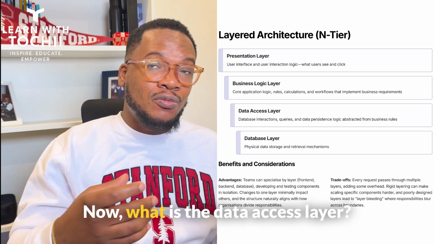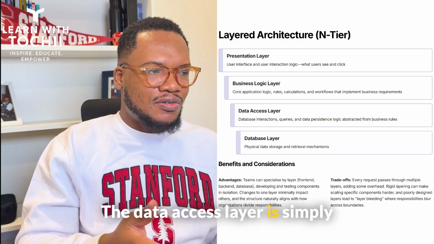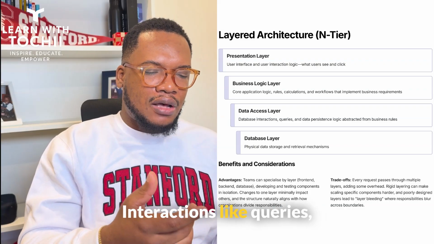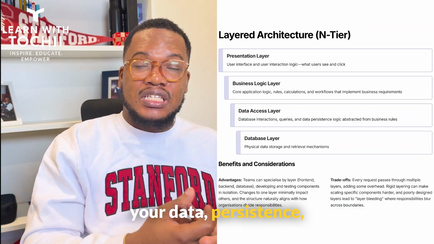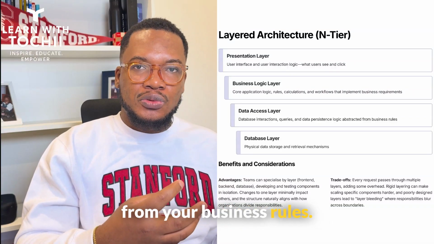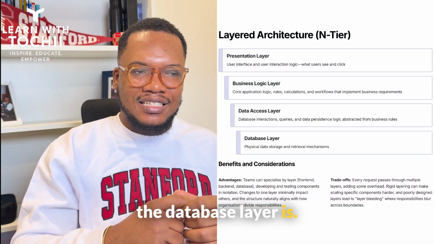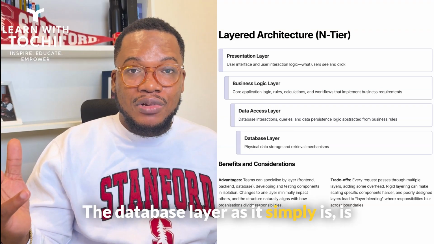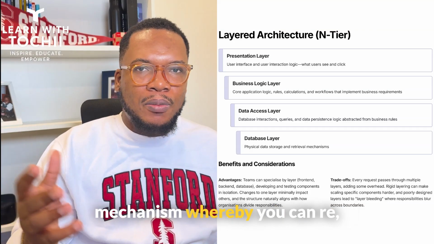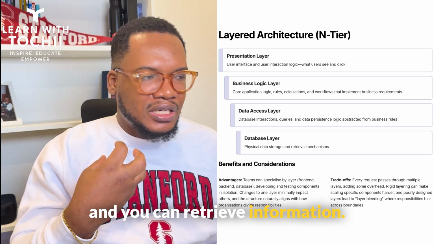Now, what is the data access layer? The data access layer is simply the database interactions. Interactions like queries and your data persistence logic are all abstracted from your business rules. But finally, let's explain what the database layer is. The database layer is simply that physical storage and retrieval mechanism whereby you can store information and you can retrieve information.